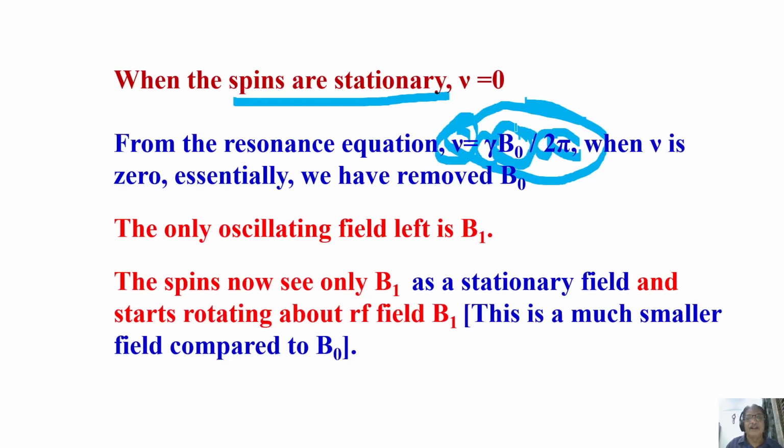So what does it mean? Earlier the spins were precessing along the z-axis, precessing in the direction of the main magnetic field. Now that is absent, but they are precessing along the oscillating field. That is the oscillating RF which we have applied in the direction perpendicular to the magnetic field. That field is called the B1 field. What is this B1 field?